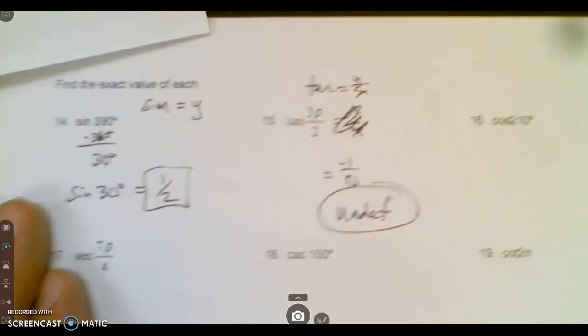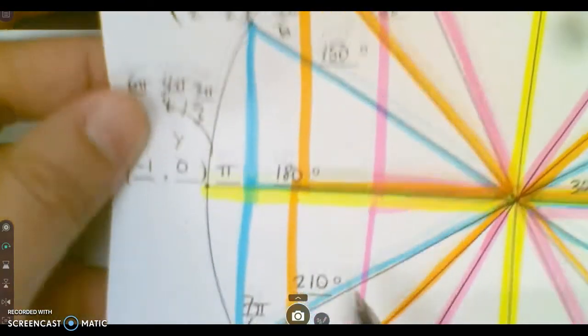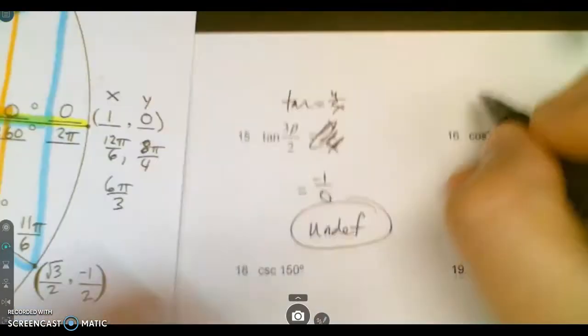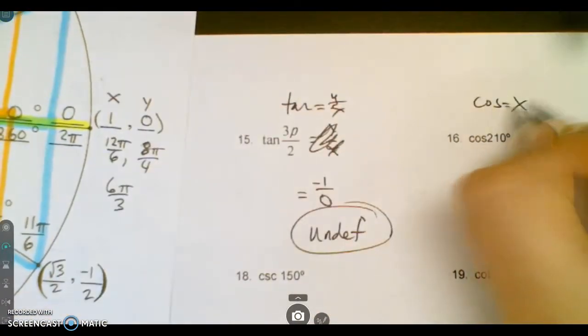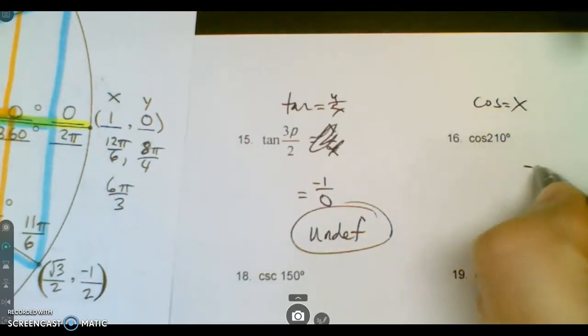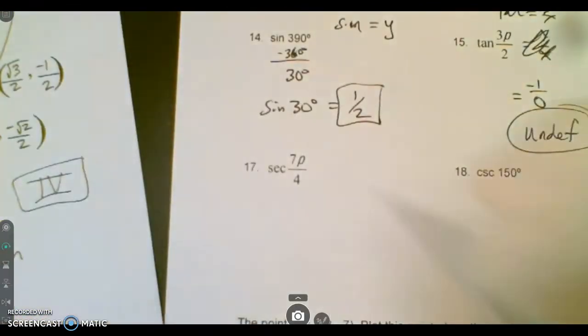And then cosine of 210, kind of the same deal. We grab our picture, we go to 210. Which one of these two numbers is cosine? The x part. Cosine is x. So I'm going to grab the x part and say that's -3 over 2. Easy peasy, right?